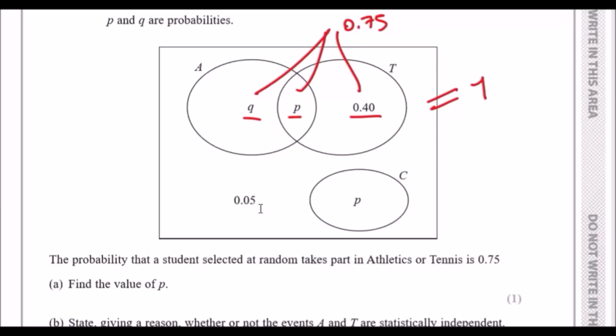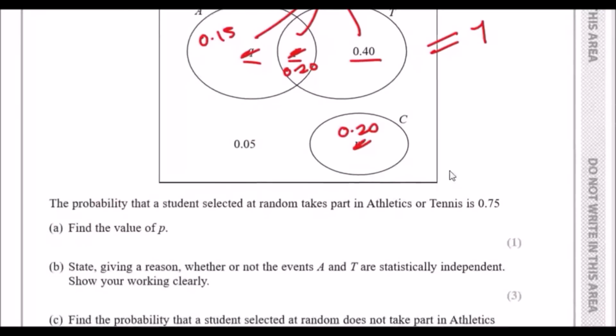So this means we've already got 5% on here. This P value must be 20%. So P is automatically 0.20. So this means this P value is also 0.20. And if we know that all of this is 0.75, doing some quick maths, this gives us 60. This means that we must need 15 more. And yeah, it looks like we found P and Q.